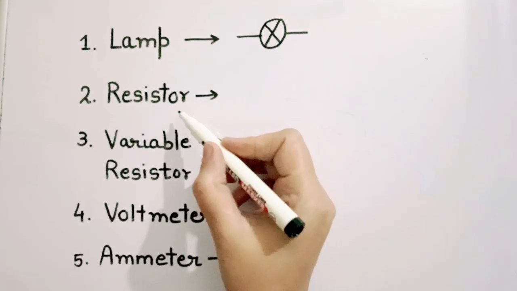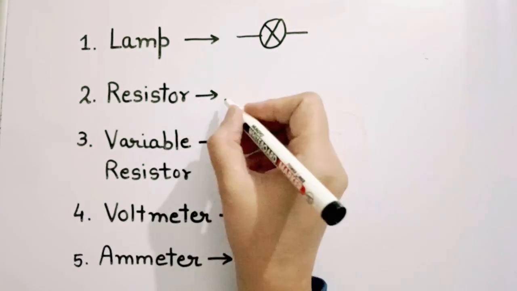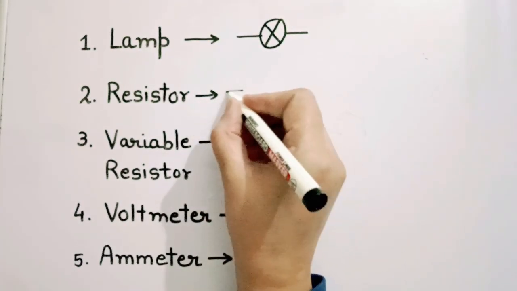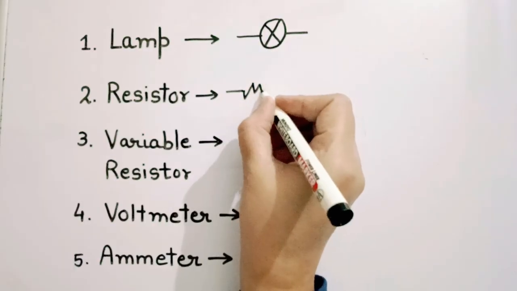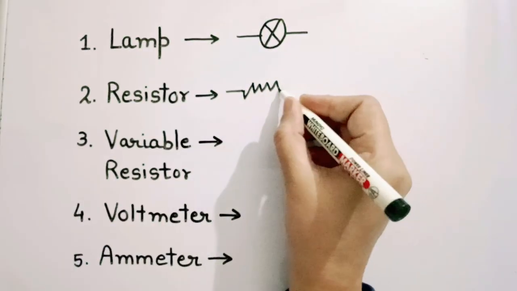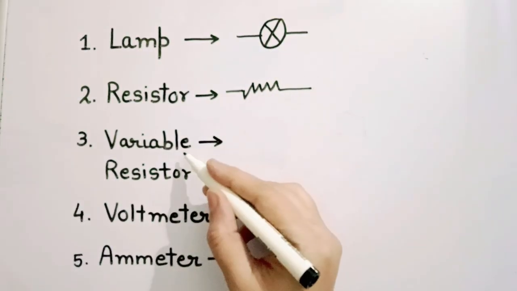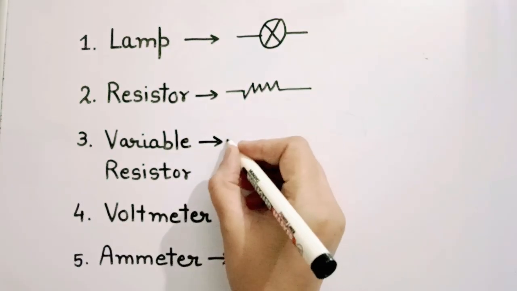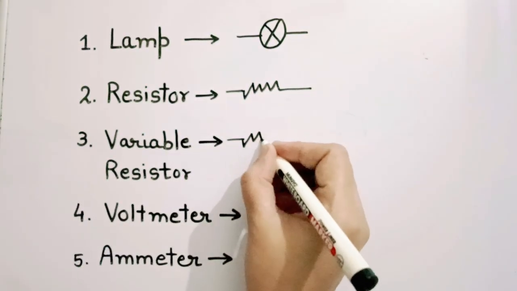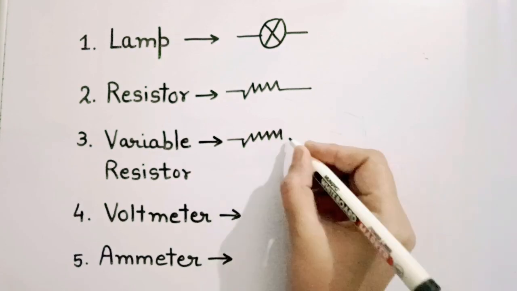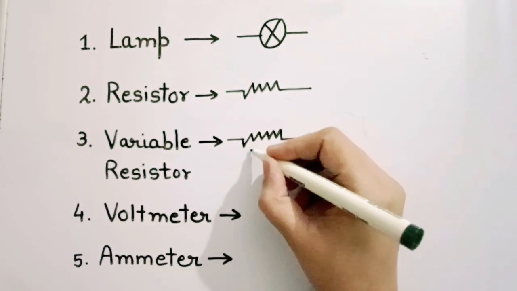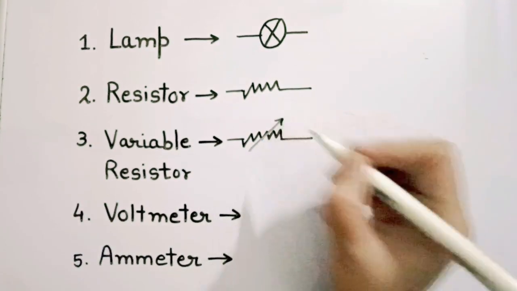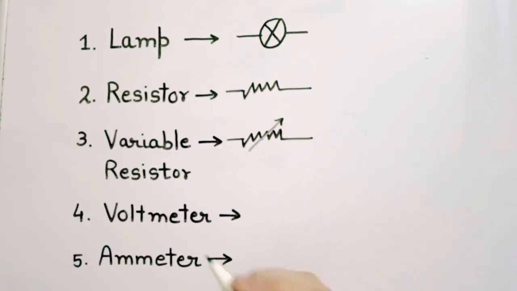Okay. Now resistor, if we draw the resistor, it will be like this. But if we are dealing with a variable resistor, then the same symbol, but it is a variable one, so there will be an arrowhead, right?